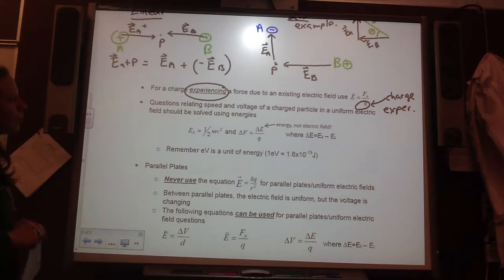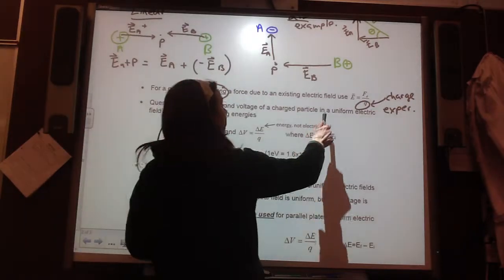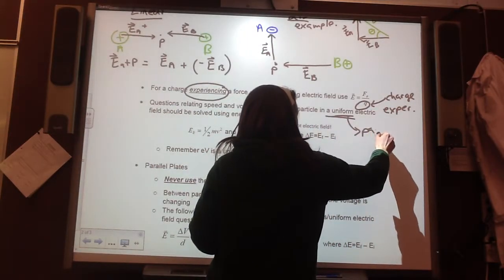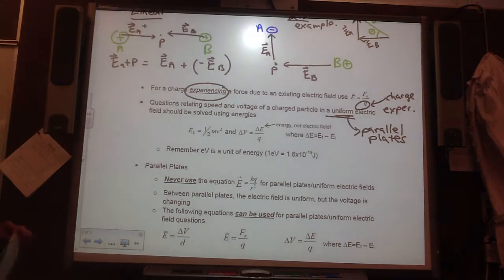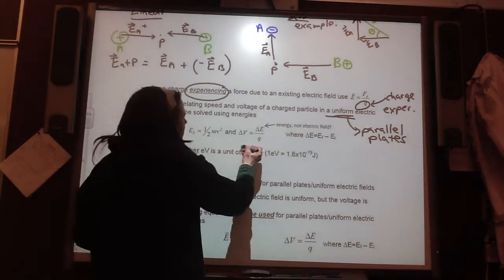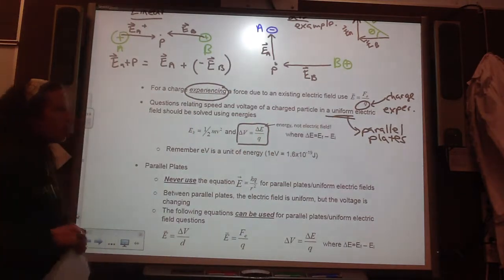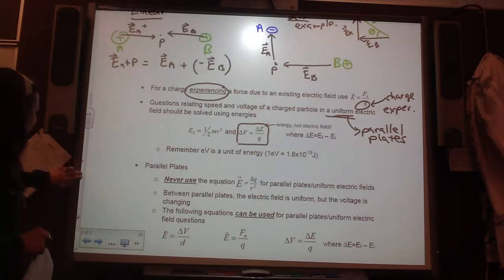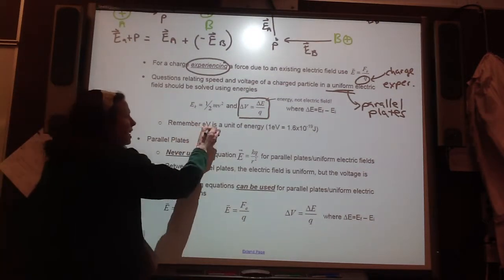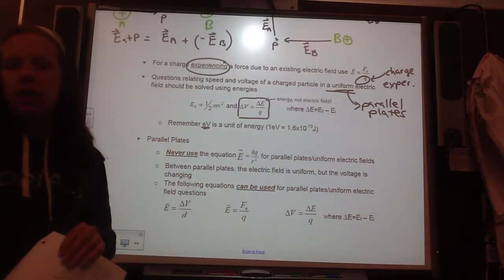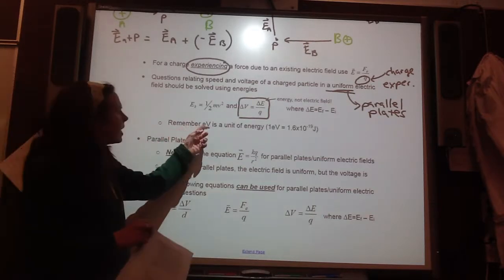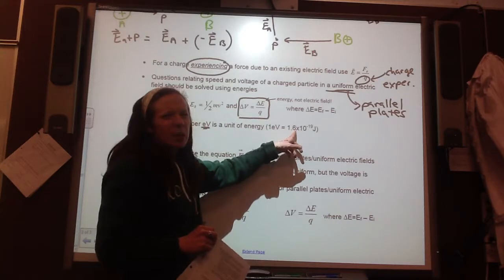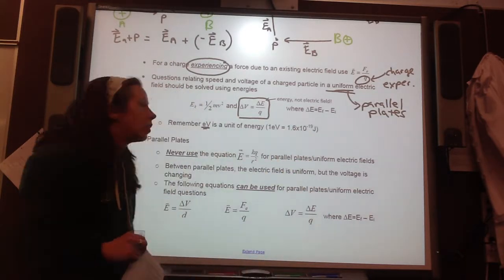Questions relating speed and voltage of a charged particle in a uniform field, so that means parallel plates, uniform electric field, should be solved using energies. So you can use this formula where you know that your delta E is energy but not electric field. And also remember that eV is a unit of energy. So if you're told to put something into eV, think of it almost as joules. And if you're given something in eV, think of it as joules and do your conversion. And think of it like it's an elementary volt. Well, what's an elementary charge? 1.6 times 10 to the negative 19.